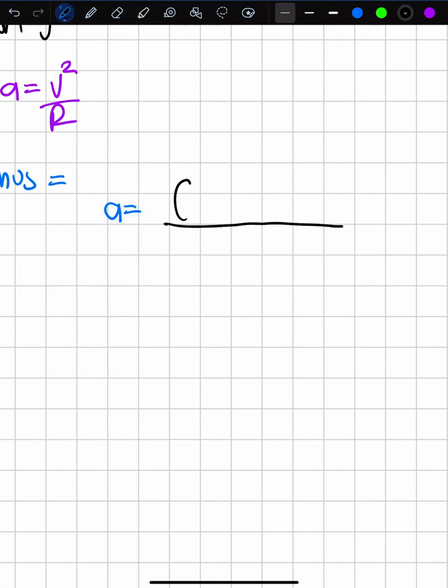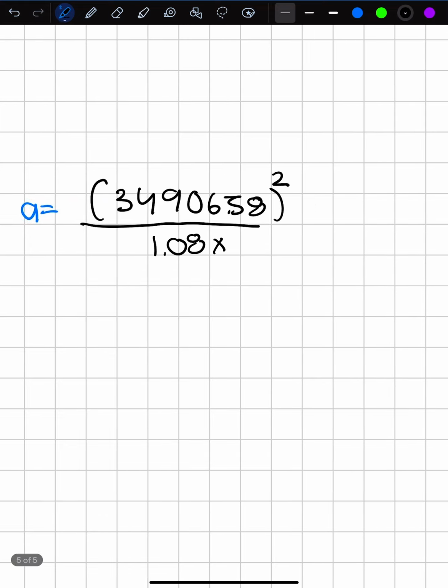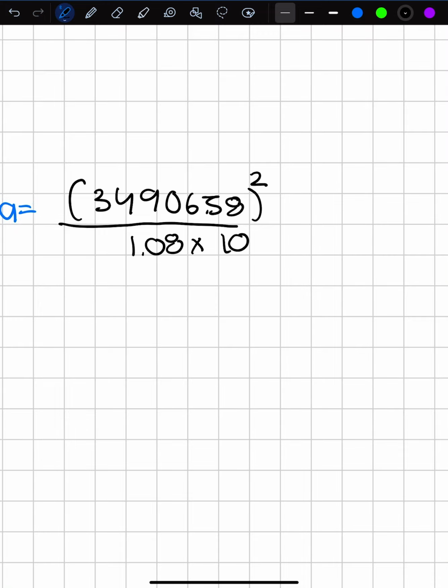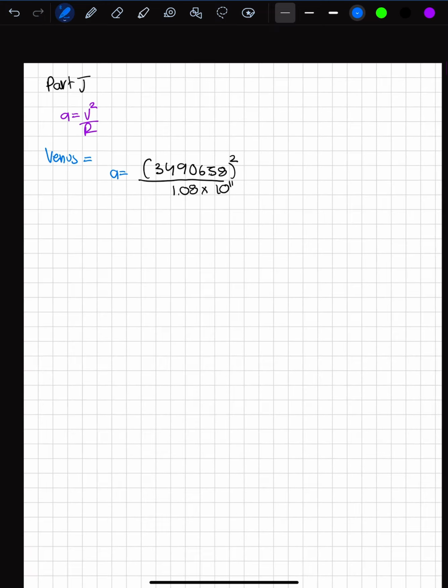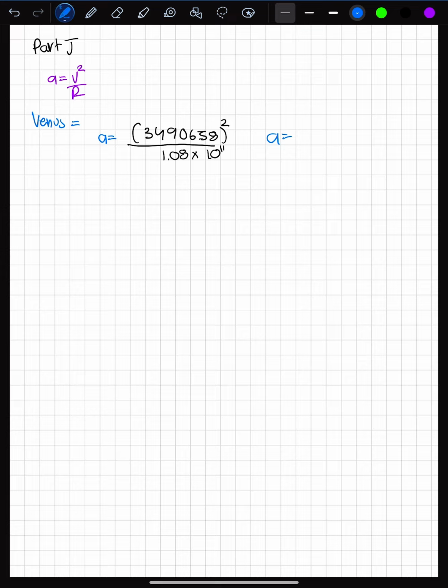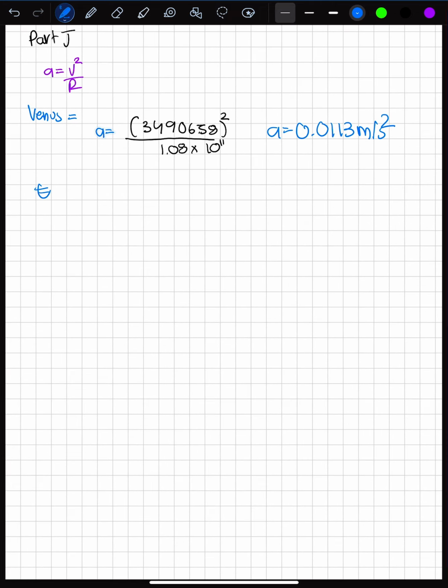So we have the first one, and then the speed squared over the radius times 10. The centripetal acceleration for Venus is going to be 0.0113 meters per second squared. Now let's do the one for Earth.